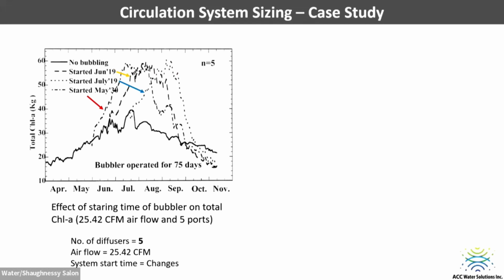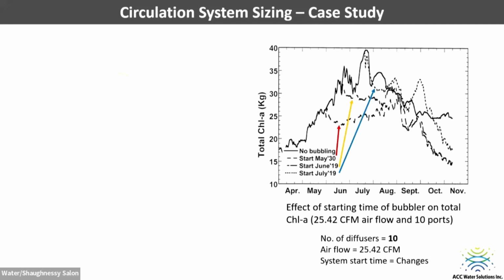It doesn't matter the start time because the system was undersized. So with 5 diffusers, it doesn't matter when you start the system, you are not getting any improvement. But with the same thing, with 10 diffusers, if you are starting in May, you are getting a good reduction in chlorophyll A concentration compared to if you start the system in June or July. So the number of diffusers and the starting time of the diffusers matter.